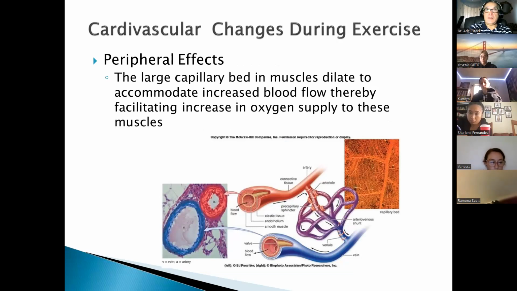When you run, when you do exercise, you find that your hands, your face, your feet get flushed. Why are they flushed? Due to exercise, the capillaries in the periphery will be dilated and will accommodate more blood. So this means what? The large capillary bed and muscle dilate to accommodate increased blood flow, their need of more oxygen.